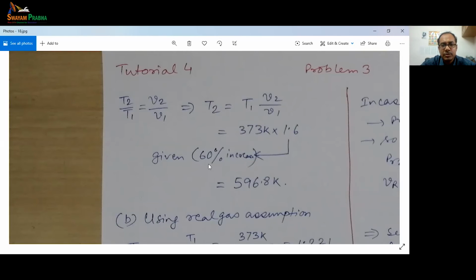It is given in terms of a 60% increase in volume. That means V2 is 1.6 times V1. Now T1 is given to be 373 Kelvin. So by doing this calculation, you can find the temperature at the final state will be 596.8 Kelvin. Okay, that's under the ideal gas assumption.